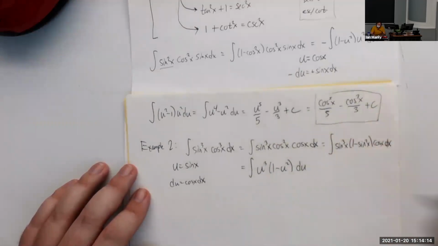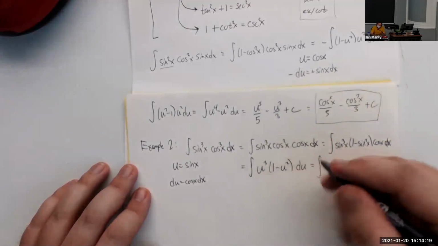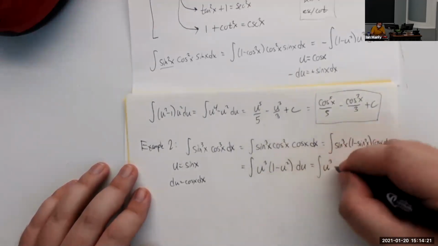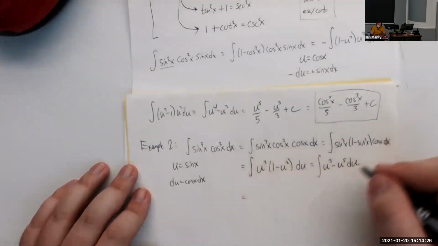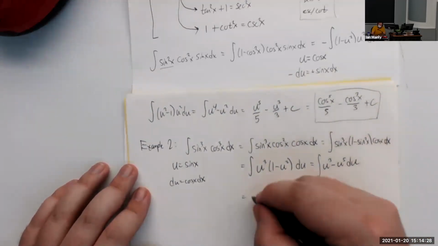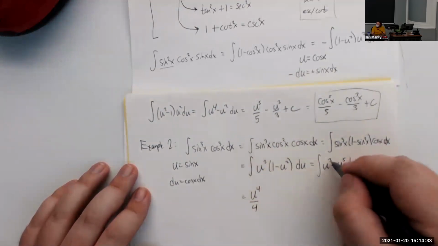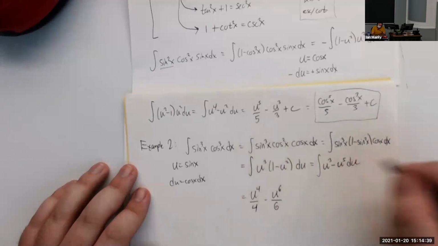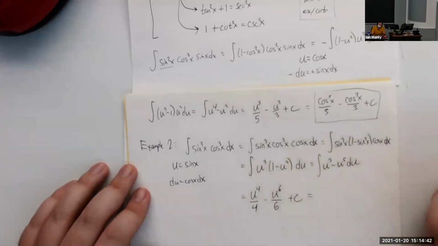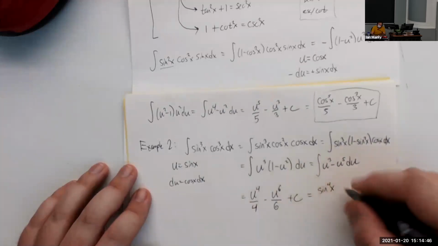And then once again, I have myself a nice polynomial integral. So if I distribute, I have u cubed minus u to the 5th du, and I could do the power rule here. So I have u to the 4th over 4, I raise the power, divide by the new power, minus u to the 6th. I could raise this to be 6, divide by the new power. I have plus c. And then finally, I finish things off by plugging in my sine back in for u.